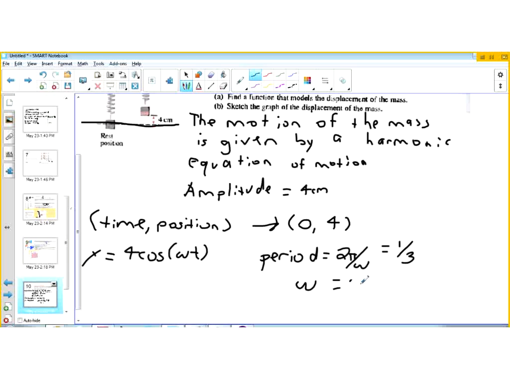So solving for omega, omega then is equal to 6 pi. So the equation of motion then is y is equal to 4 times the cosine of 6 pi t. Okay, so now how do we sketch the graph?